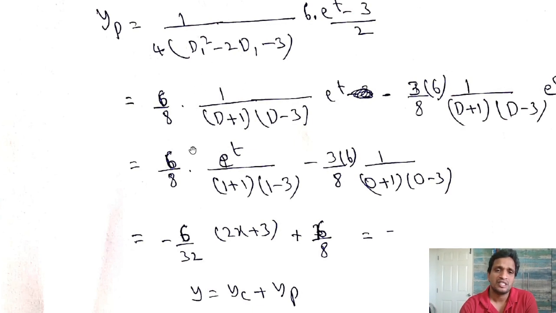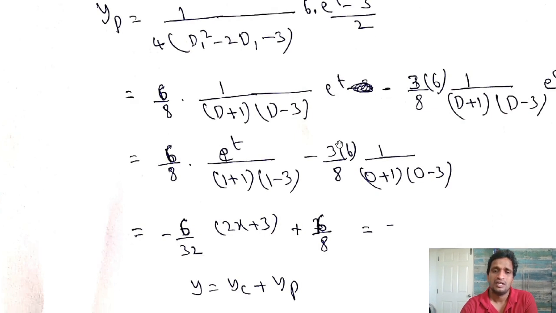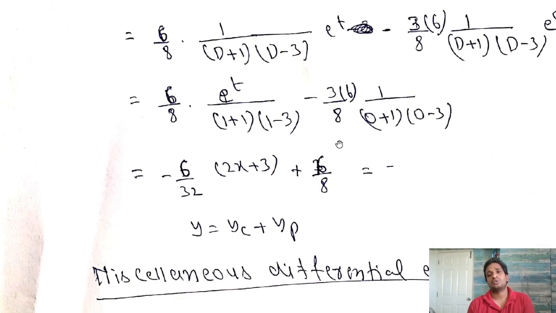The first term will be 6 by 8, and I have factored this polynomial into two values, that is (D plus 1) into (D minus 3). The second one also has (D plus 1) into (D minus 3). Here the e power t function is there; in the second one the e power 0t function is there. Whenever e power at, we have to substitute a in place of D. Sorry, here it is D1, I have written D. Okay.